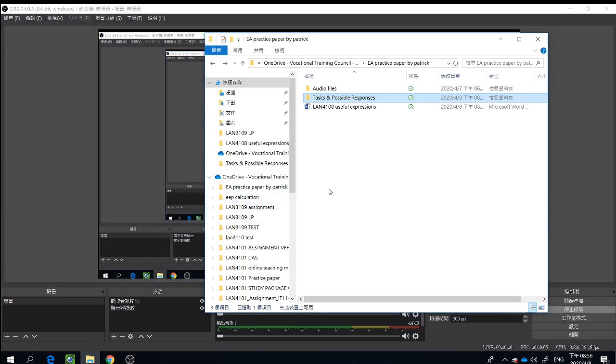I want to talk to you about how to prepare for your EA. All right, are you ready? So I think the first thing you need to do is go to Moodle. And then you should make good use of these three sound files. They're very useful to you.